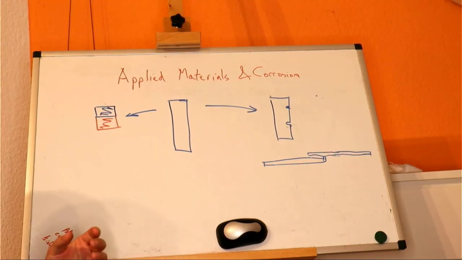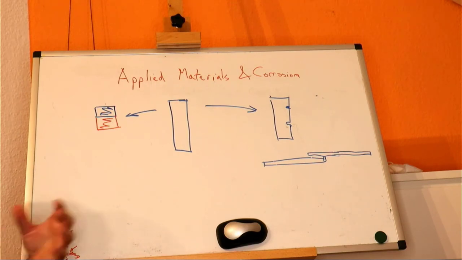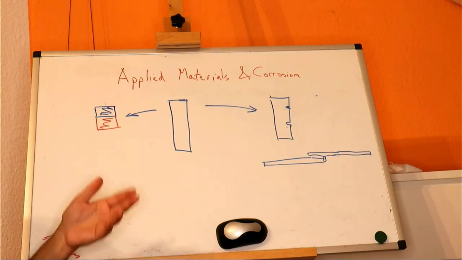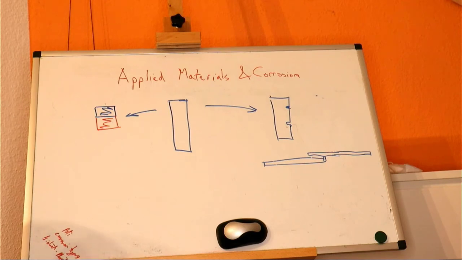Two other types of corrosion that are normally mentioned at this point are stress corrosion, where we have a stress and some kind of environment that's causing corrosion, and they interact with each other to make it worse. And also erosion corrosion, where we have some kind of abrasion and also corrosion, and they interact with each other to make it worse.